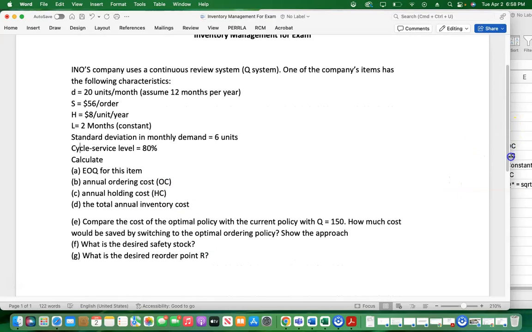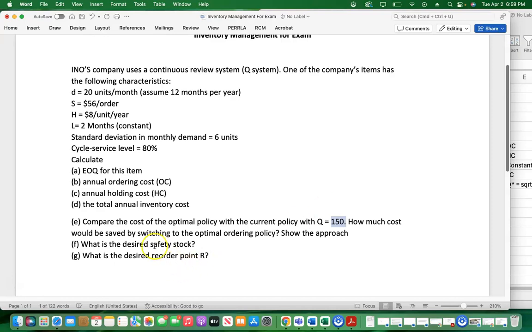And in this case, we are told to compare the cost of the optimal policy with the current policy, which is Q. The optimal policy is the economic order quantity, or the desired quantity. And then we can look at the current policy, which is 150, to see how much cost will be saved by switching to the optimal ordering cost. If we are ordering 150 at this moment, how much does it cost, and then we need to see if we order the right amount, how much can we save. Because if you order the optimal amount, then the cost will be less than ordering less or ordering more.